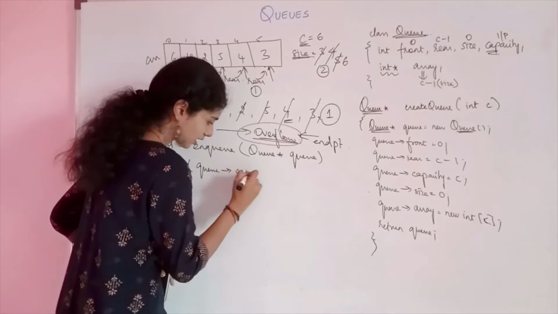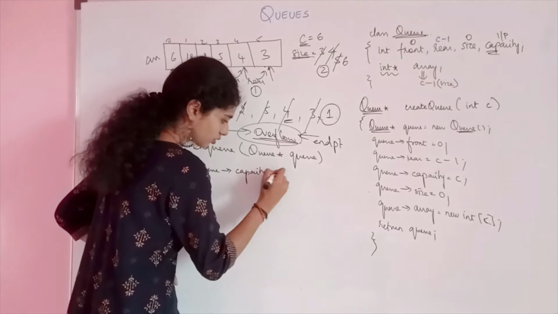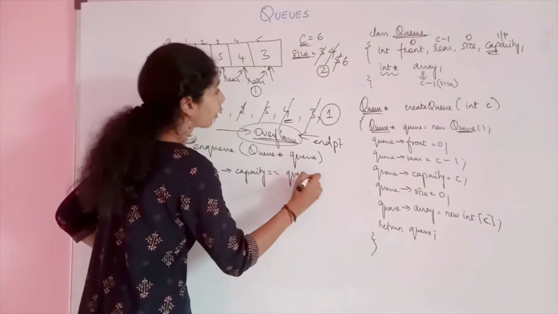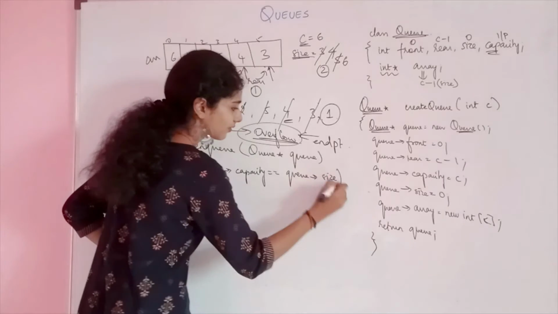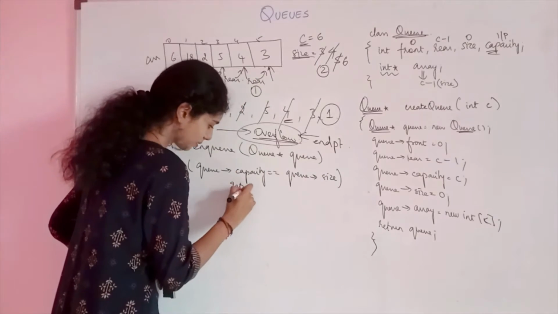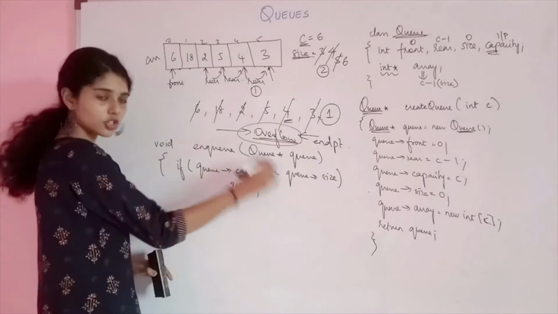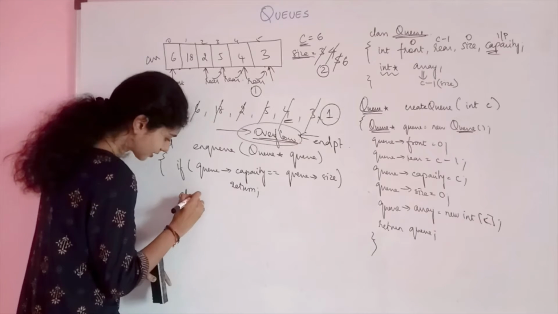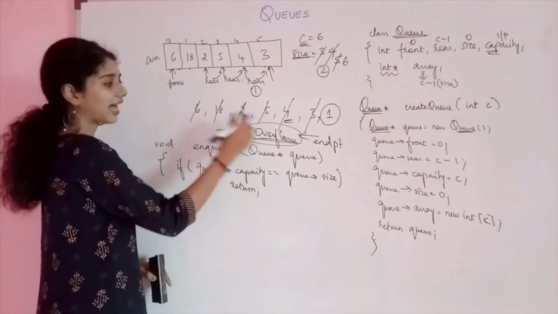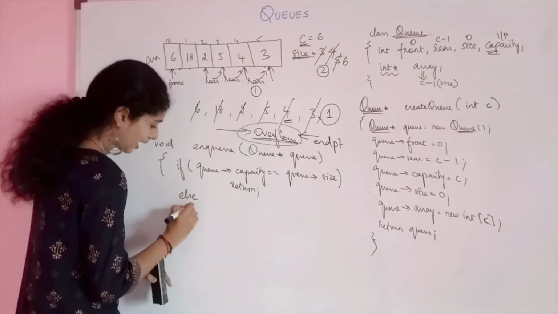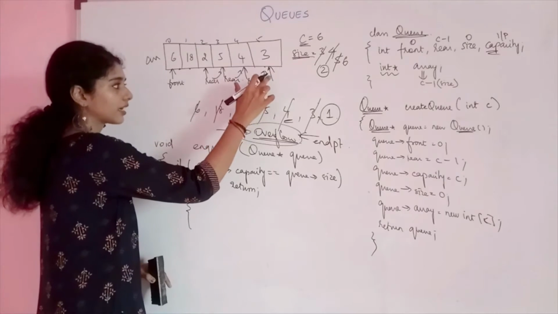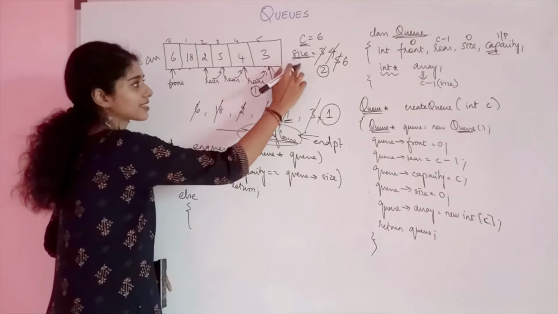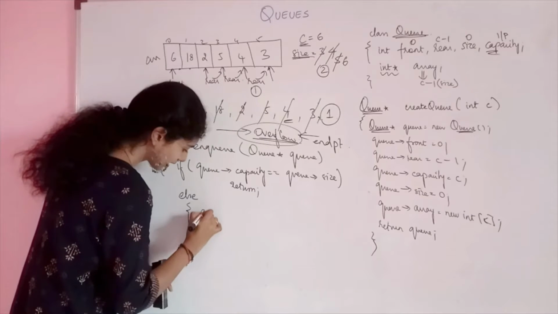So if Q of capacity is equal to Q of size, then don't do anything. Simply return because you can't insert. This is the overflow condition. Else, what should I do? Else, I'll be able to insert the elements. So in the else part, what did we do initially? We'll have to increment the size. First of all, increment the size.